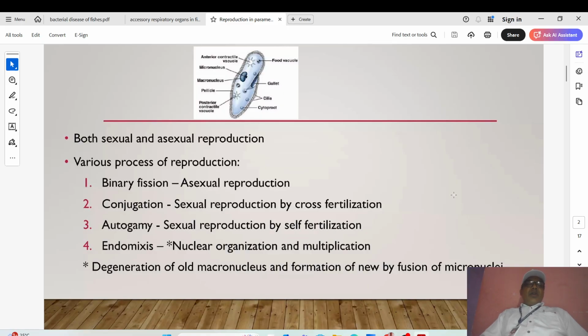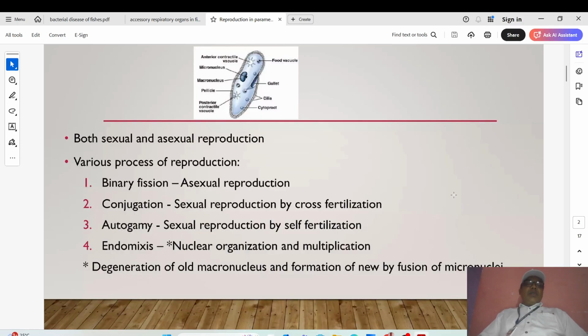See, today we will study about the reproduction in Paramecium. Paramecium is a unicellular animal. It comes under protozoa. So, how does reproduction take place in protozoa? There are two types of reproduction, that is sexual reproduction and asexual reproduction. Various processes of reproduction are there.